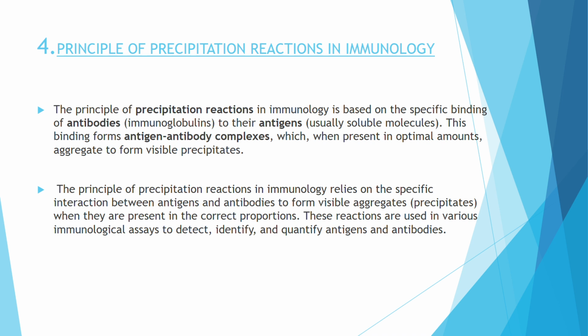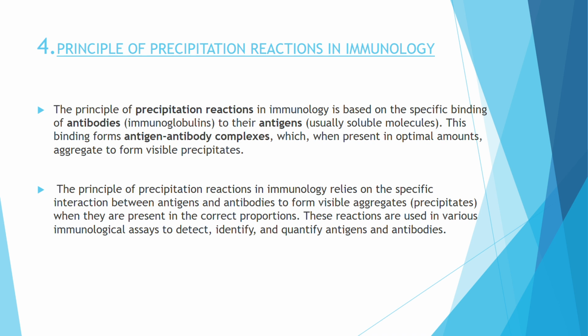Here is the fourth question. It talks about the principle of the precipitation reaction in immunology. The principle of precipitation reaction in immunology is based on the specific binding of antibodies to their antigens. That means antibodies are going to bind to a certain, specific antigen, as we know that they are specific. This binding forms antigen-antibody complexes, as well as immune complexes where antigen and antibody react, which when present in optimal amounts aggregate to form visible precipitates.